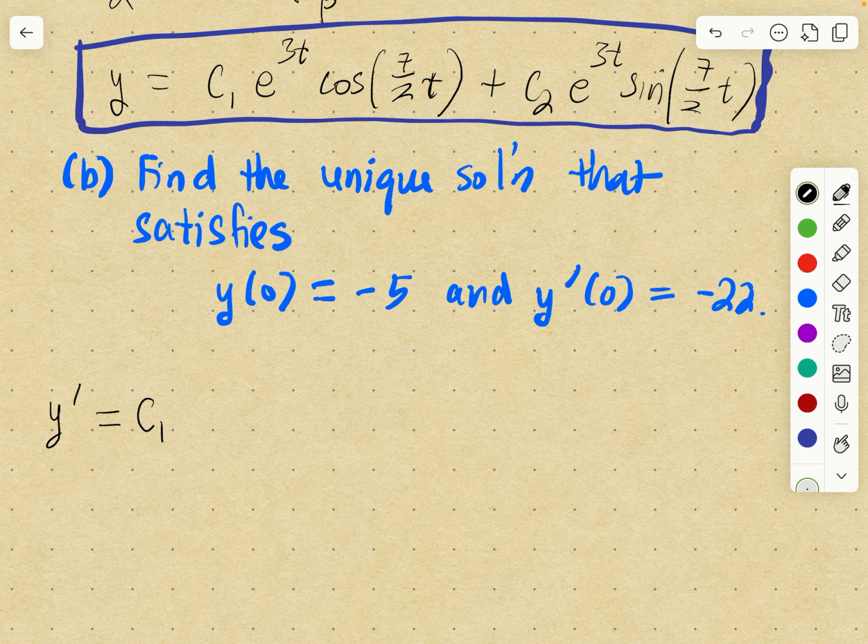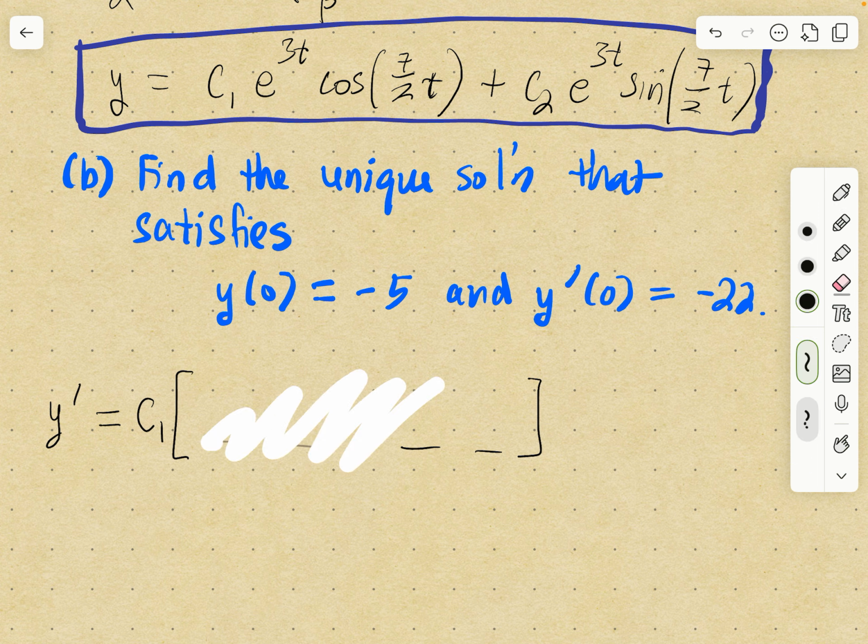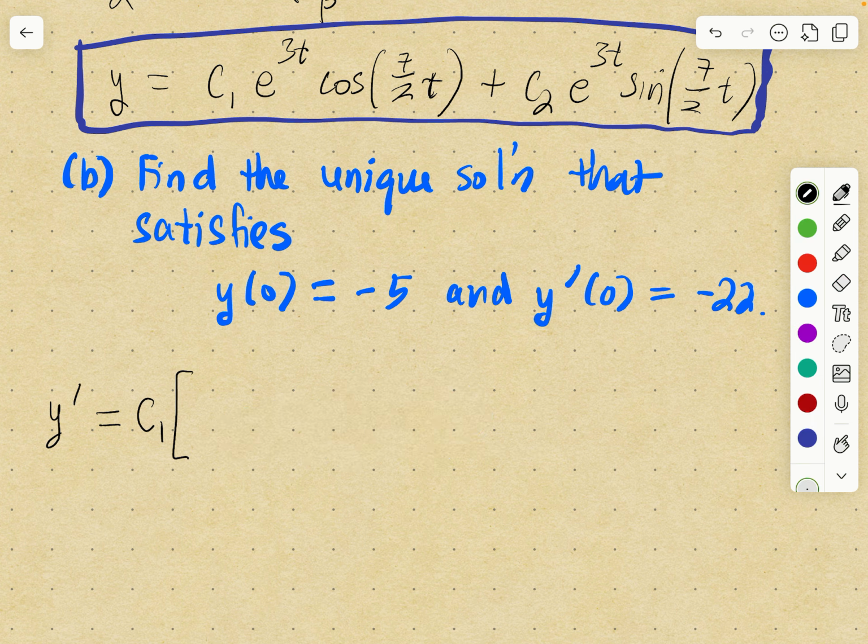So that's why you should put a big bracket like this, because do you see what you're going to get when you're doing the product rule? You're going to get something times something plus something times something. And you're going to get C1 being multiplied by that whole thing. That's why I put this bracket on the left. Okay, so what goes in the bracket?